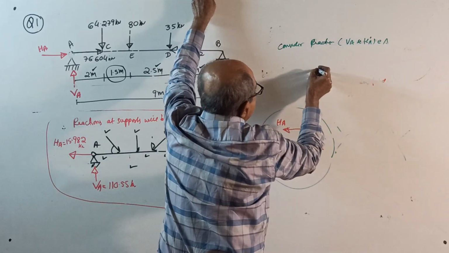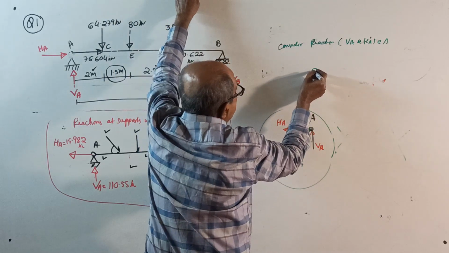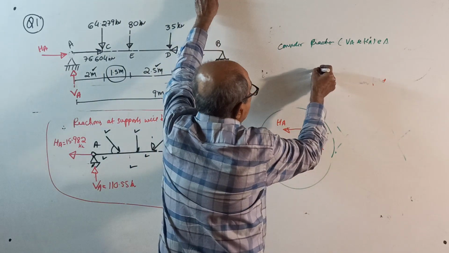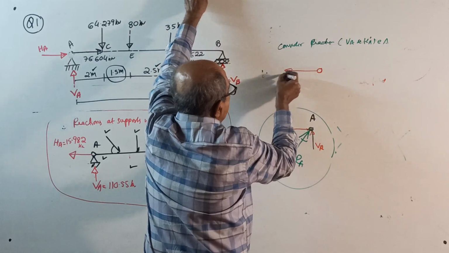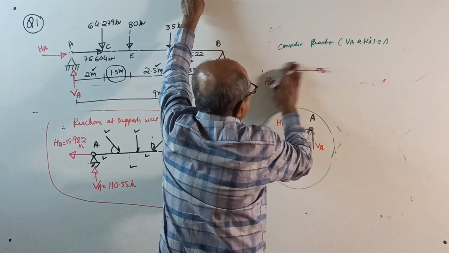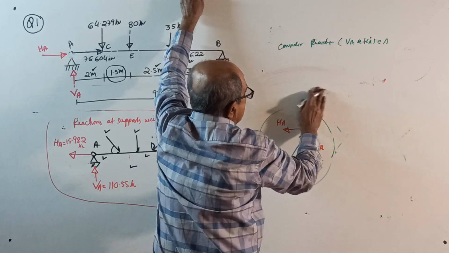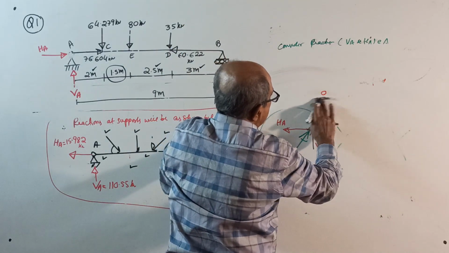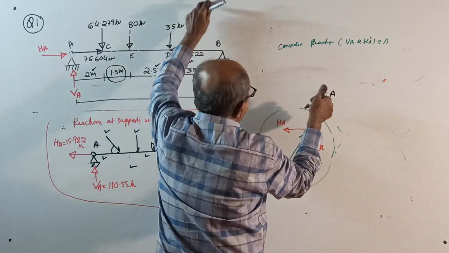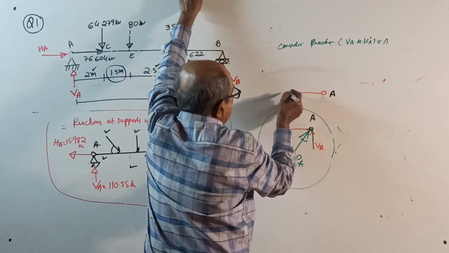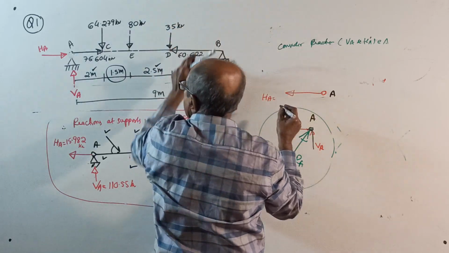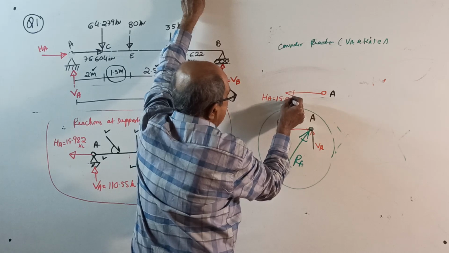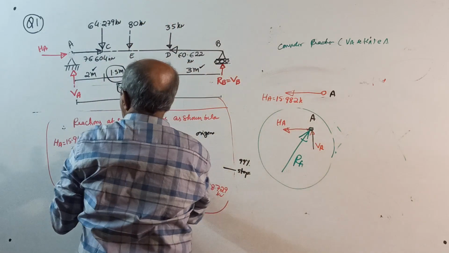HA at A. See, HA we got like this. I will put a red color. Whatever you got now, A. HA we got like this, little down and right. Okay. This is the point A. One round is sufficient. HA we got right side. How much is the answer? 15.982 kilonewton. VA we got up.